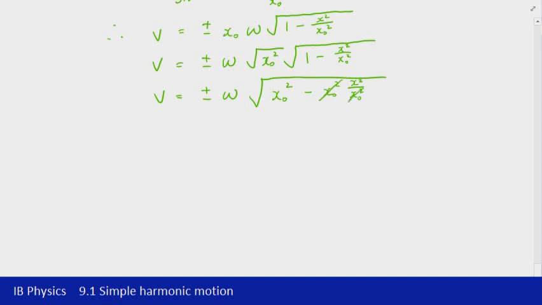So that means that these two x naught squareds are going to cancel, and we'll be left with v equal to plus or minus omega multiplied by the square root of x naught squared minus x squared. And that's the equation that you will find in the data booklet. So you can see there that if we know the amplitude and we know the displacement of the particle, as well as the angular frequency, we can then figure out the velocity without first having to calculate the time. So it's just a quicker way to go from the displacement to the velocity, rather than having to worry about finding the time first and then substituting that into the velocity.